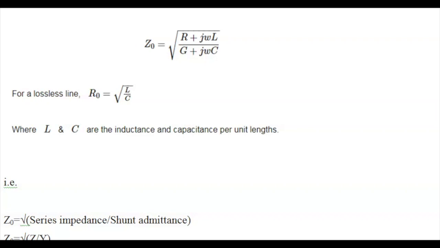This is the impedance measured at the input when the length of the transmission line is infinity, and that is defined as Z0 equal to root of R plus j omega L by G plus j omega C, and that is equal to square root of L by C. That's all about the transmission line.